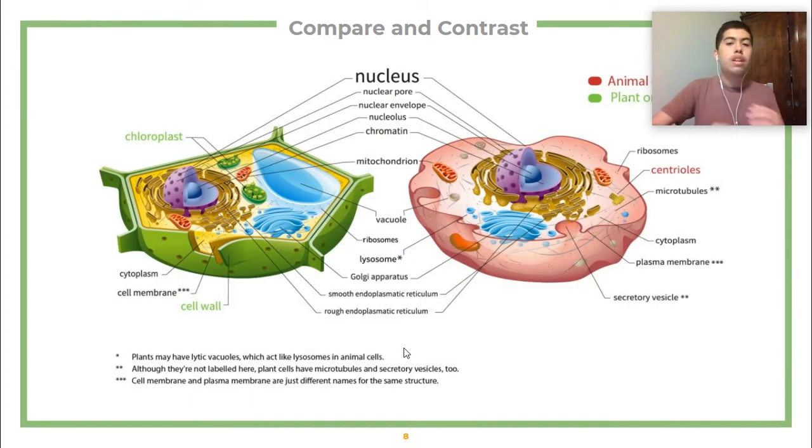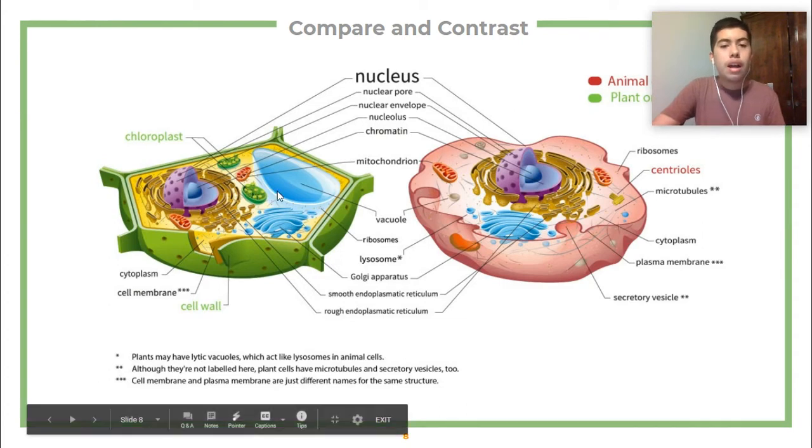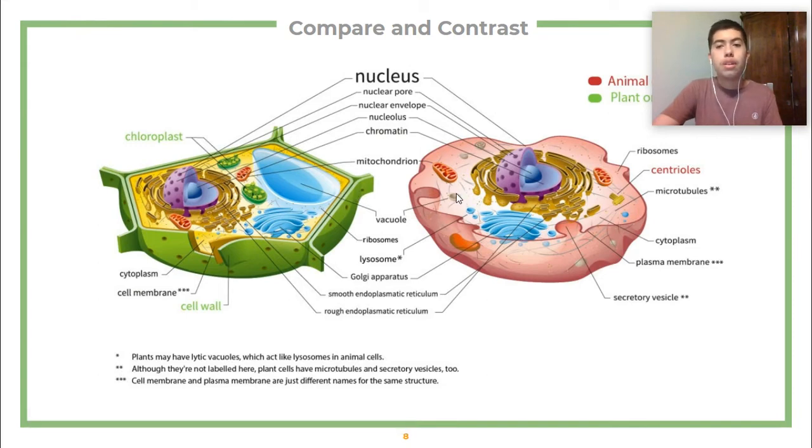So then we're going to compare and contrast. So here, like I said, the vacuole, you can tell that it's much, much bigger in a plant cell versus the animal cell here. It's very tiny in the animal cell, whereas here in the plant cell, it's much, much bigger. And then we have the cell wall. You can tell that the plant cell has a very rigid shape compared to the animal cell, and that's because of the cell wall. So that's kind of the specifics.